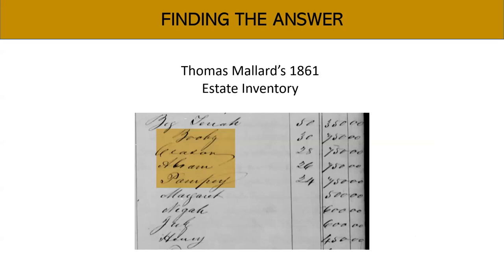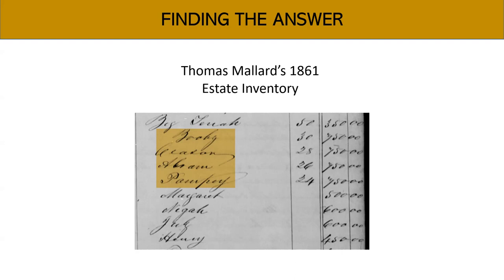So let's take a look at Thomas Mallard. In Thomas Mallard's 1861 estate inventory and division, we see four names in age order: Booby, Caesar, Abram, and Pompey. In this presentation, I've already discussed or suggested some clues that could lead us to consider that they might be related. But what happened in reality is that first I found this record, and then I went back and looked at the other people named Houston in the 1870 and 1880 censuses. Of course, I should have done it the other way around, but I didn't.